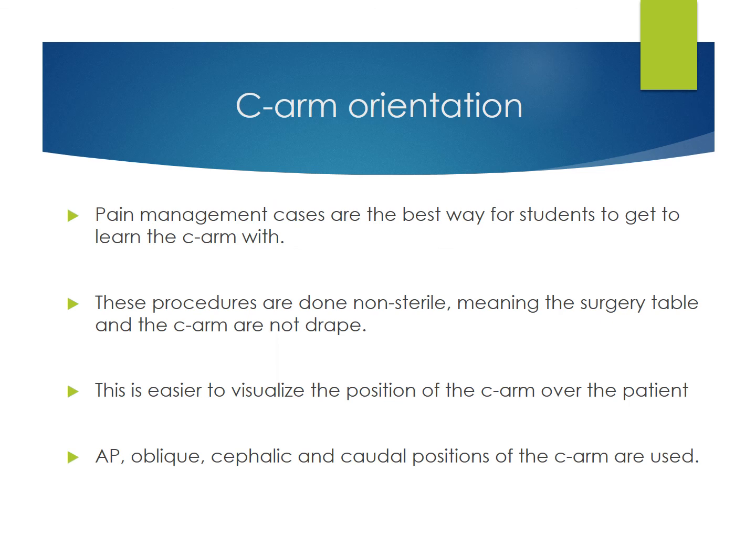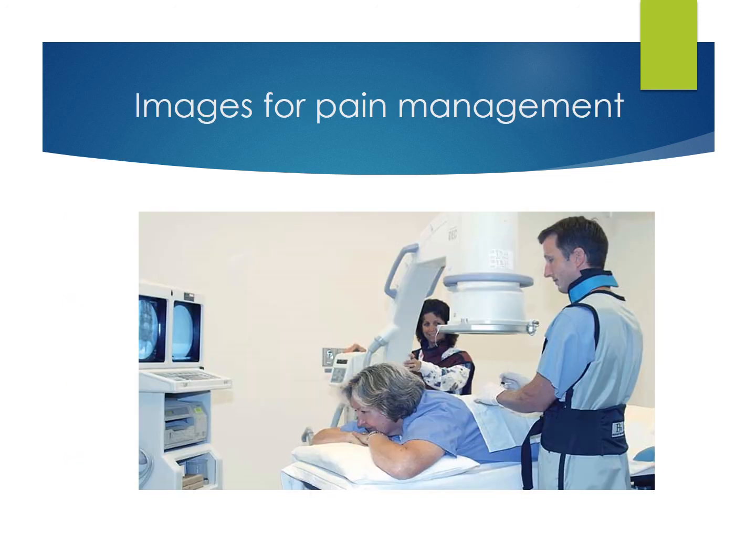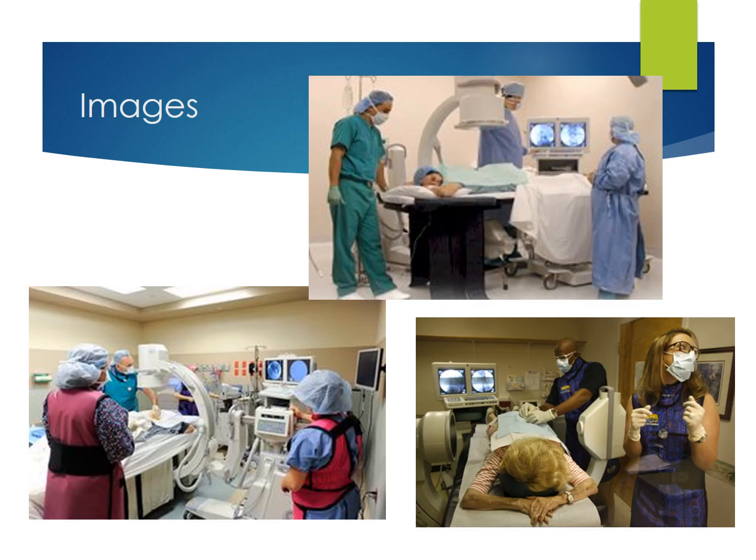C-arm orientation. Pain management cases are the best way for students to learn the C-arm. These procedures are done non-sterile, meaning the surgery table and the C-arm are not draped. This is easier for students to visualize the C-arm over the patient. Oblique, cephalic, and caudal positions of the C-arm are used, sometimes even lateral. Images for pain management. Some more images.